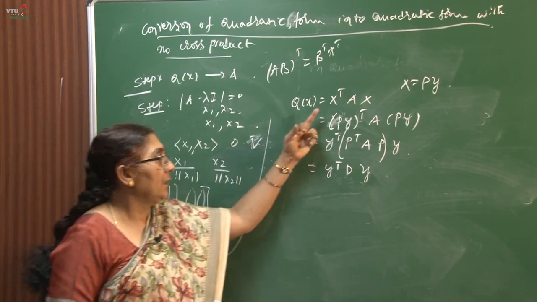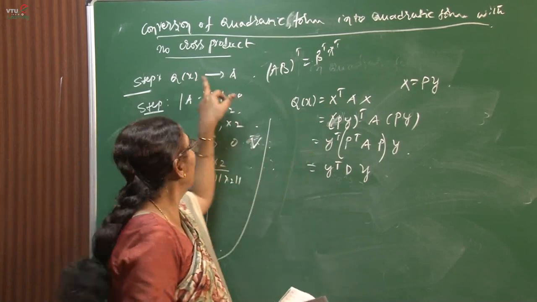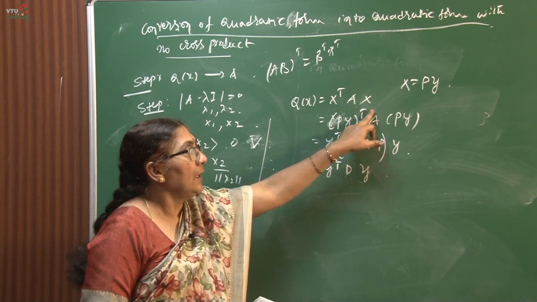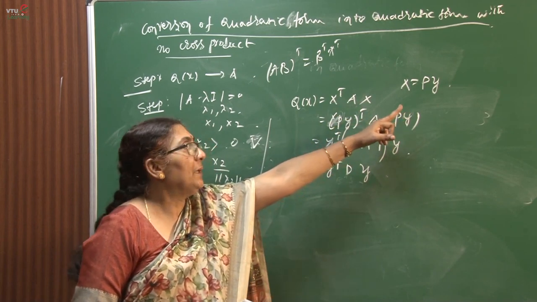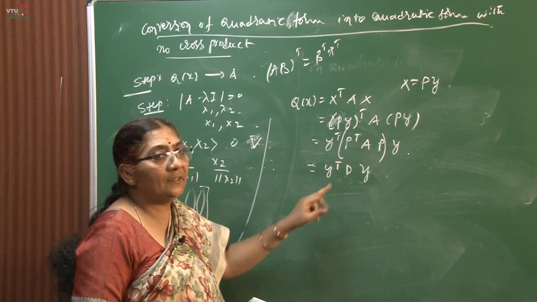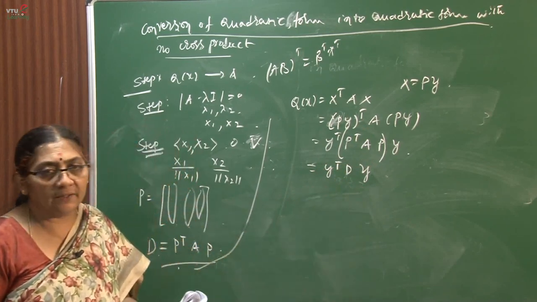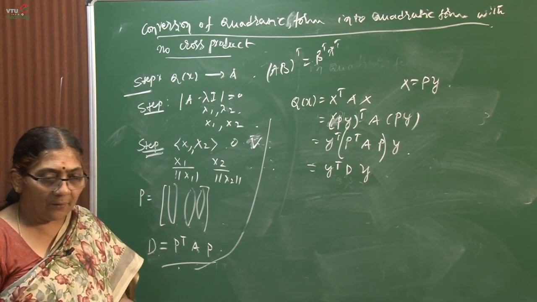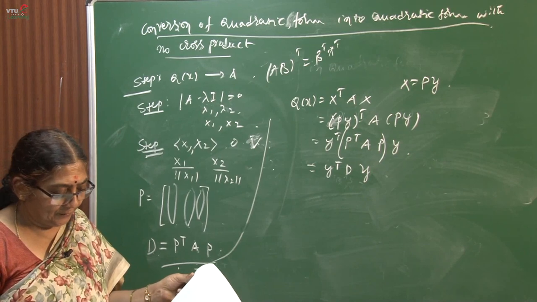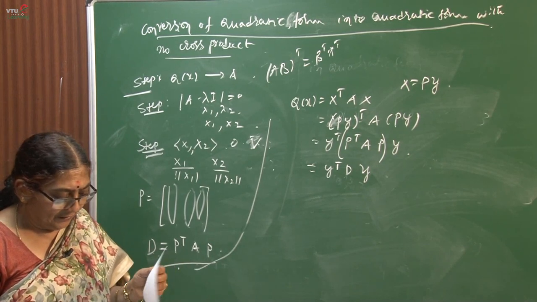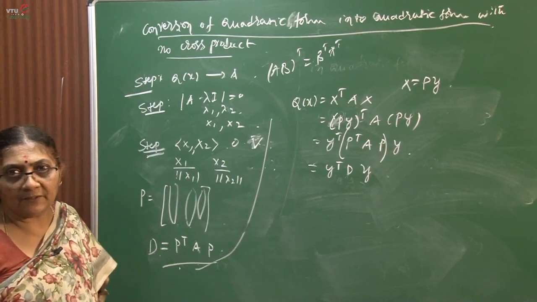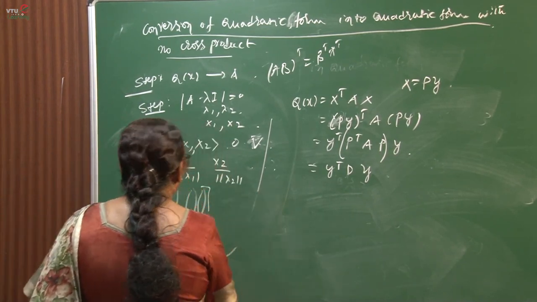Once we get that, we convert again into quadratic form with no cross product. Therefore, I take X transpose A into X, replace X with the new variable PY, simplify, and we get this. Once you substitute that, definitely there is no cross product term here. Now I'm going to solve one problem so it's easier to understand how we get no cross product term. It's very important, and they are going to ask this question in the exam also.